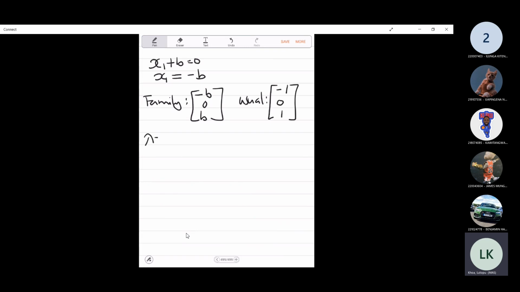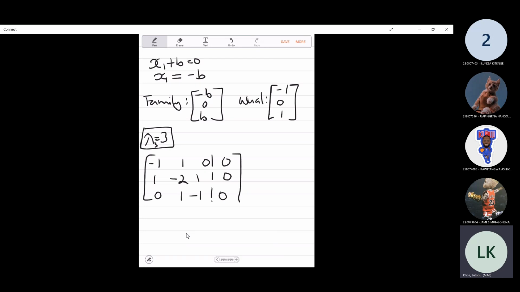Then when lambda is 3, this is x lambda 3, we have minus 1, 1, 0, 1, minus 2, 1, 0, and 0, 1, minus 1, 0. Okay, can divide this one by minus 1, and then say row 2 plus row 1. I have 1, minus 1, 0.